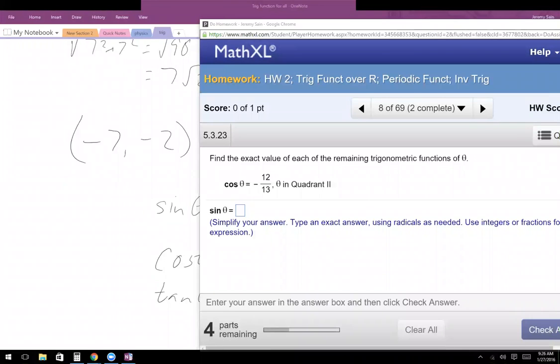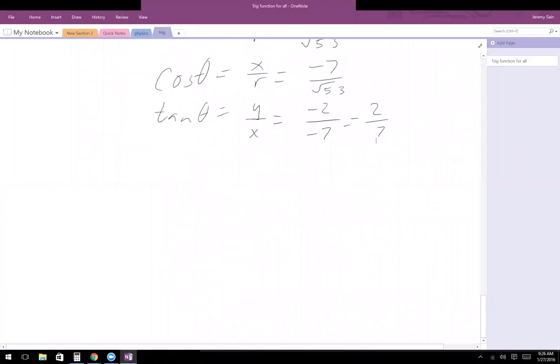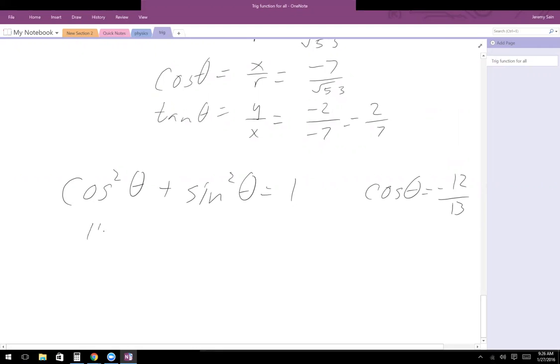Cosine squared plus sine squared equals 1? Yes, cosine squared plus sine squared is 1. Right, so cosine squared theta plus sine squared theta is 1, and we know cosine is negative 12 over 13, right? So if I square that, I've got 144 over 169 plus sine squared is 1. So sine squared.